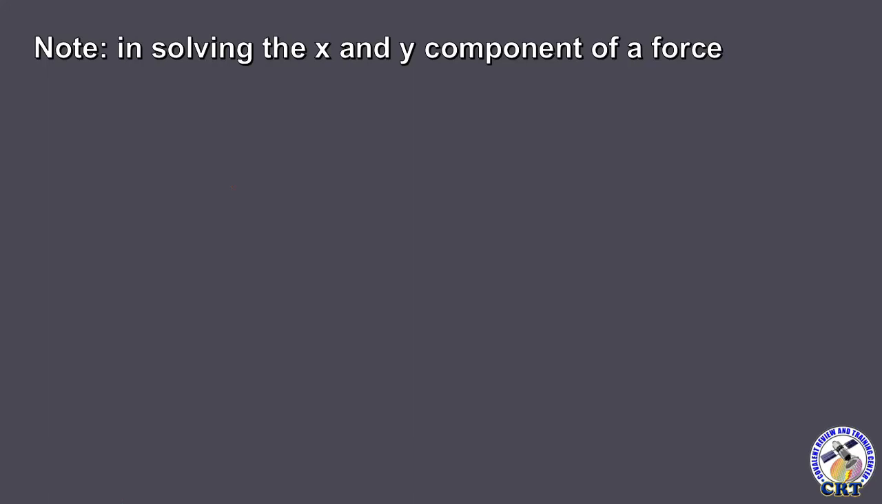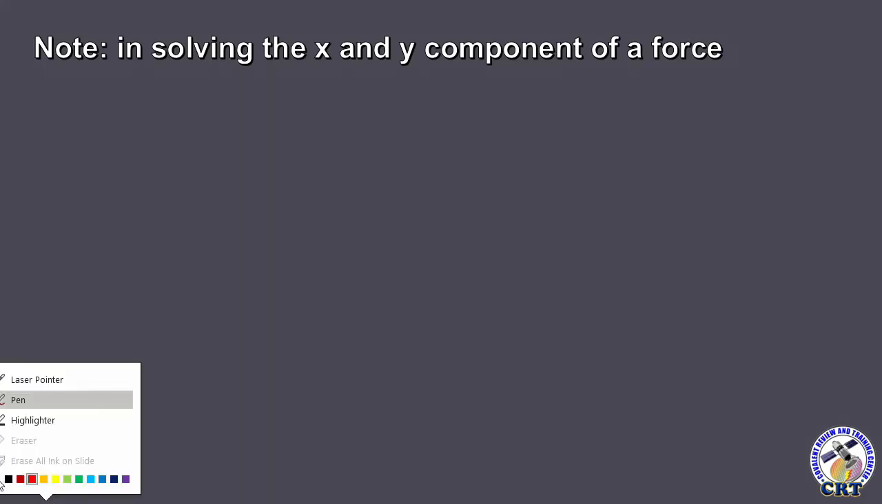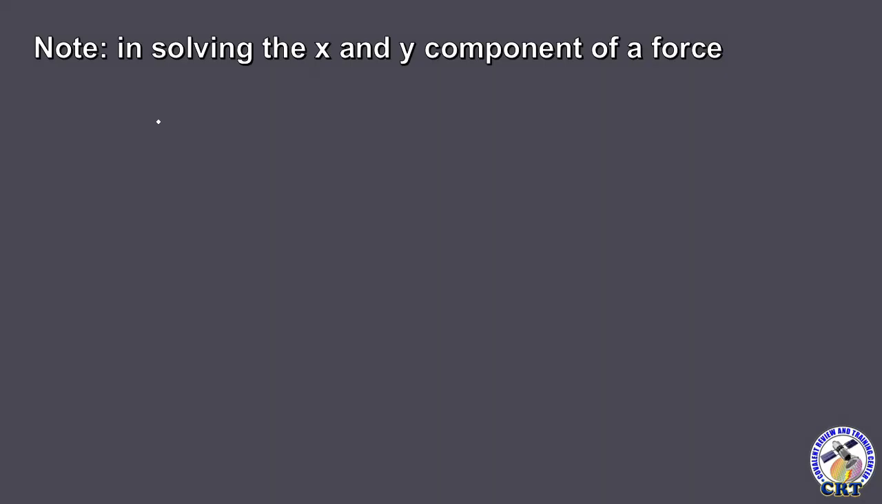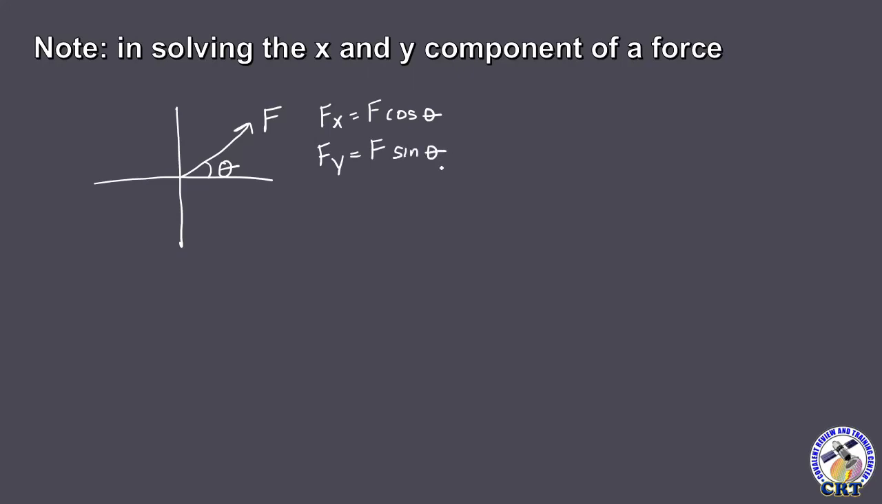So there are 4 possible scenarios wherein we have to solve the x and y components of a force. Let's say the force lies in the first quadrant. We need this angle. So if this is force F, x component is equivalent to F, and the trigo function cosine of that theta. While for Fy, this is F sine theta.